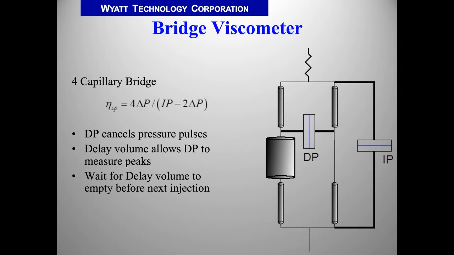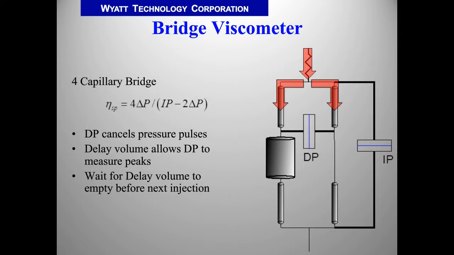Well, you can do better by using a bridge viscometer, and this has been used for maybe 20, 25 years. The idea of a bridge viscometer is it has the ability to cancel pump pulses. So in a bridge viscometer, we enter the sample through the top, and now instead of having one capillary, we have 4 that are arranged in this bridge.